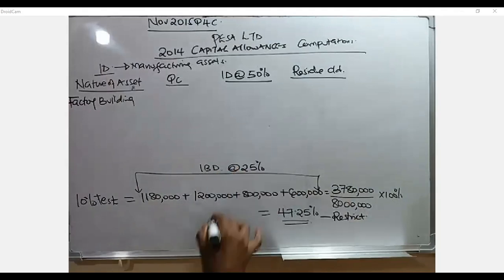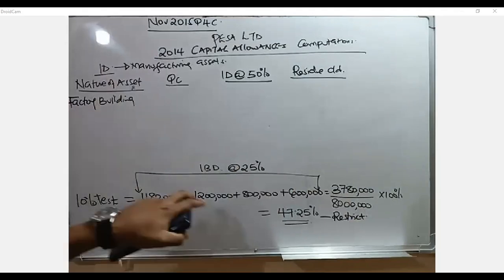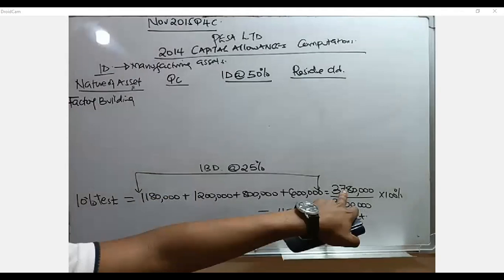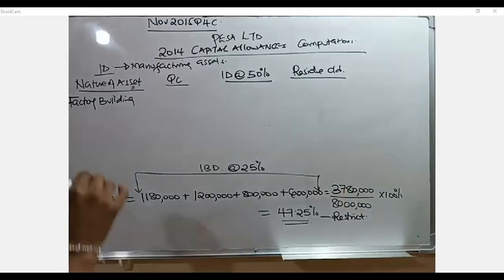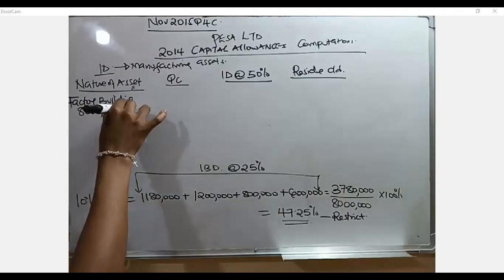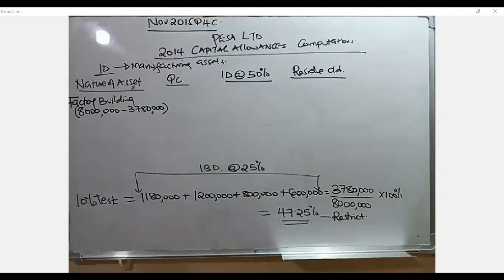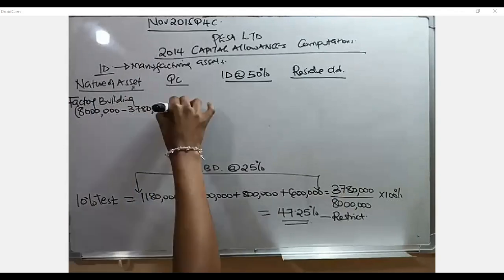I think I'm very clear about it. Though these costs qualify for IBD, so what am I going to be doing in the factory building? I take 8 million, I subtract that 780,000. So let me do that here: 8 million minus 780,000. I'll be able to get 7,220,000.